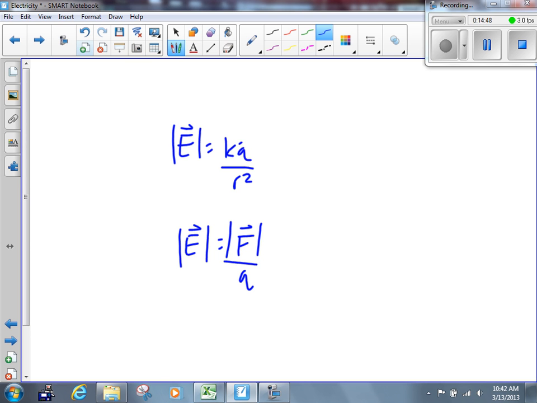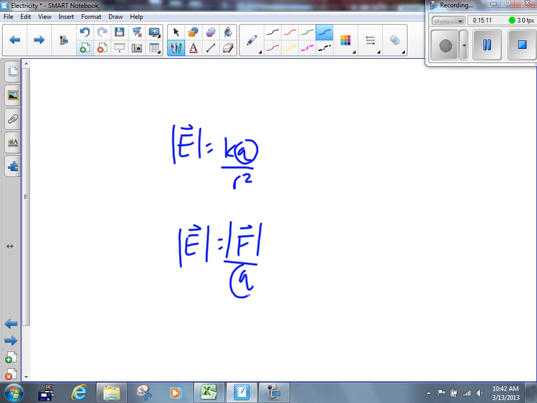What does this Q stand for right here? Tom, what does that Q stand for right there? The charge of the producer, right. There's two charges that we can be dealing with here, right? Whatever's causing the field and whatever's experiencing the field. This Q stands for the charge of the producer.